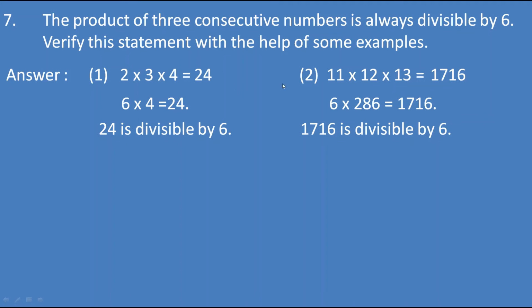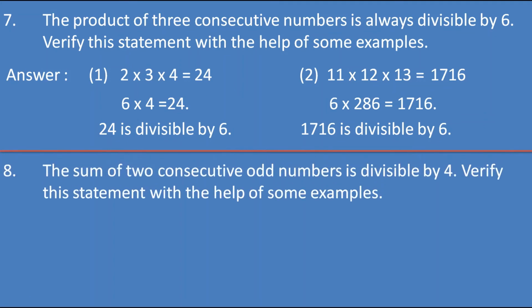Okay. Now, let's move to the next question, that is the 8th one. The sum of two consecutive odd numbers is divisible by 4. Verify the statement with the help of some examples. Some children don't know about consecutive numbers. Consecutive numbers means the numbers which are present next to that number. Now they have told consecutive odd numbers, meaning the odd numbers which are present next to the odd number.